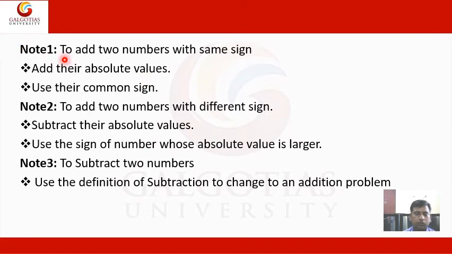Here we have some notes. Note 1: to add two numbers with the same sign, we have to add their absolute values, and we have to use their common sign. Suppose the two numbers are with negative sign, say minus 10 and minus 15. So we add 10 and 15, that will be 25, and we will use their common sign, that is, the negative sign.